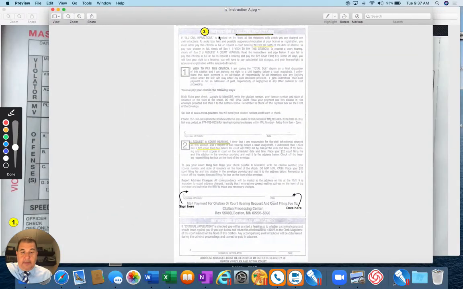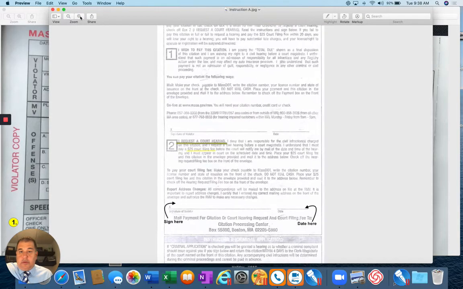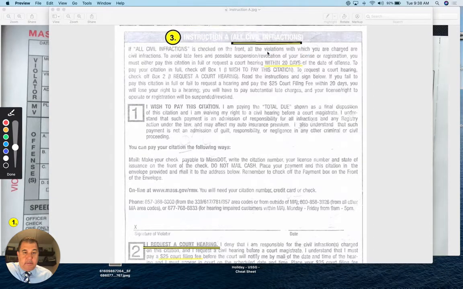Now, this is the back of the ticket, and we've highlighted some things here. Instructions for civil infractions, and down below here is for criminal. We're just going to talk about civil right now. So all civil infractions, the most important thing you need to understand is you have a limited period of time to do this. You only have 20 days, and that's listed right here. Right here, you only have 20 days to send this in.